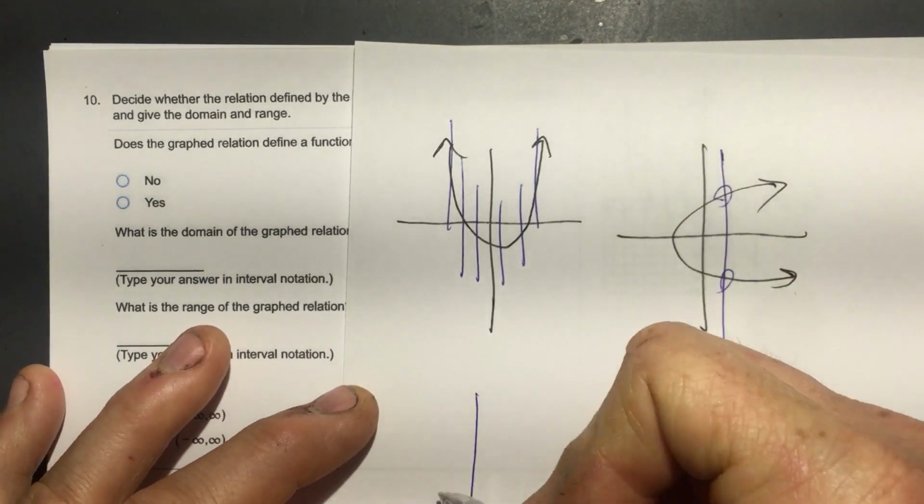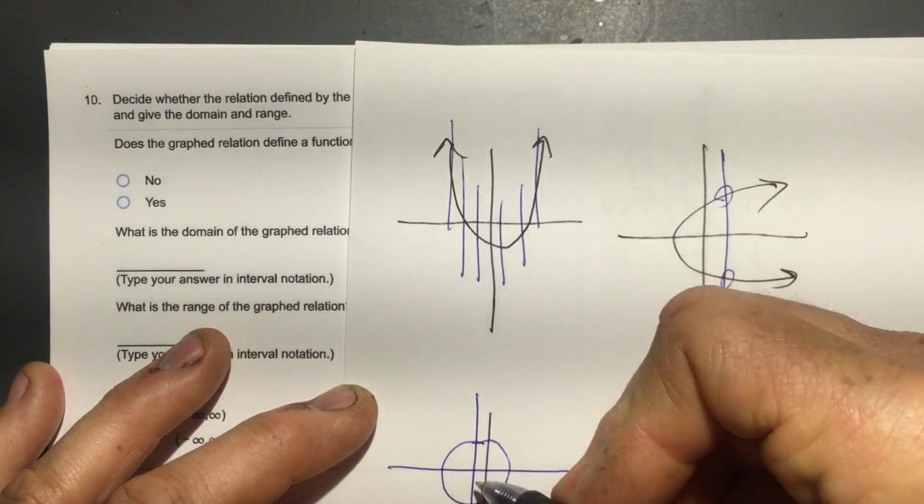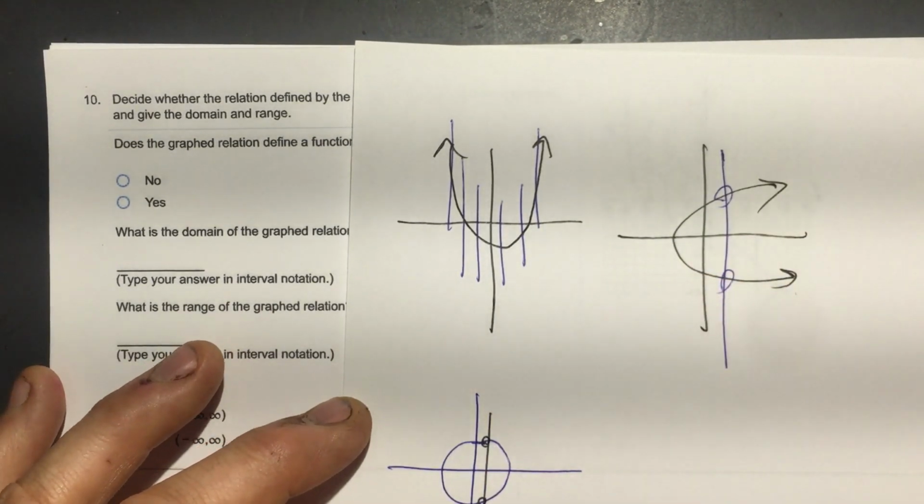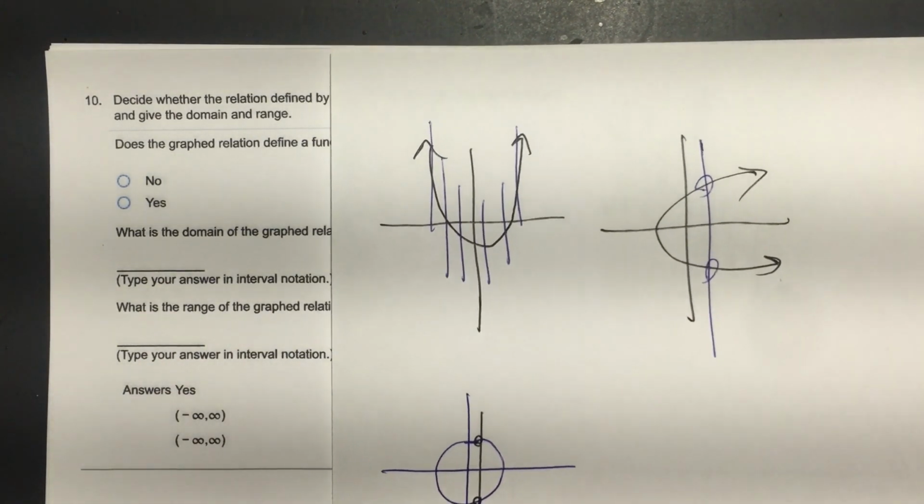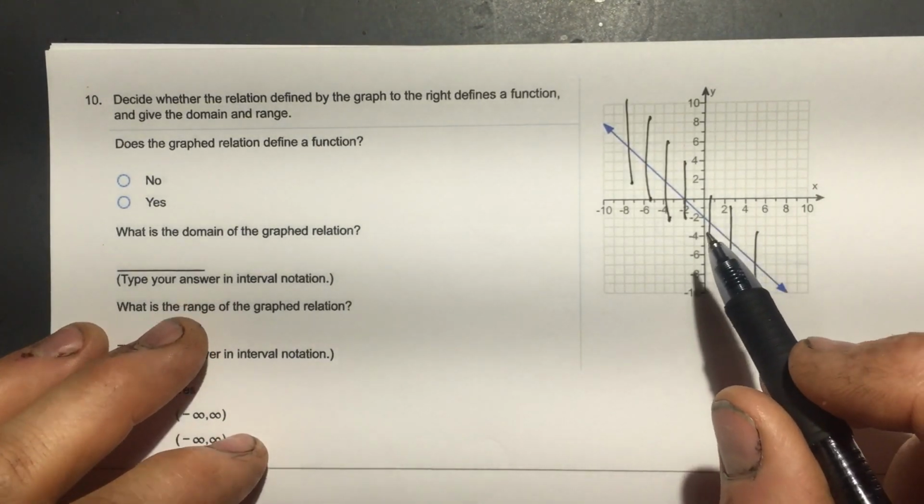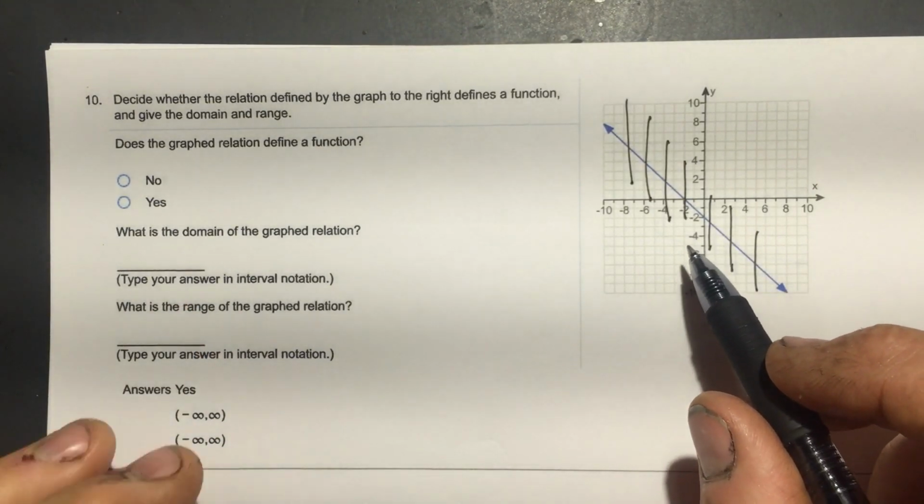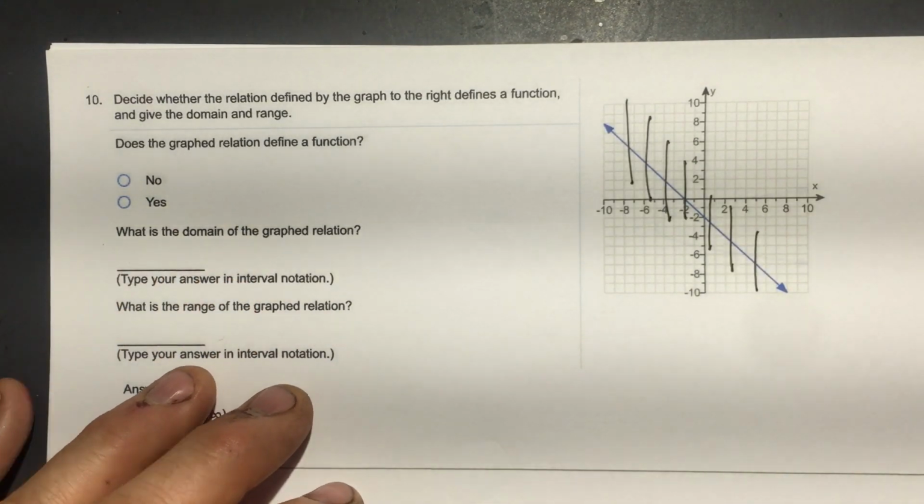Okay, what about a circle? We just talked about circles in the previous section. Look, it's not a function. Okay, so the vertical line test will tell you if it's a function or not. And this is a function. All right, now it's asking for the domain and the range.